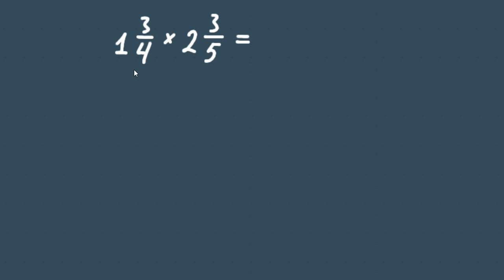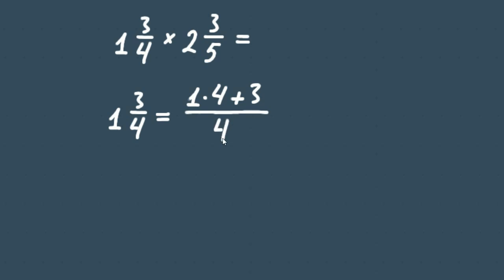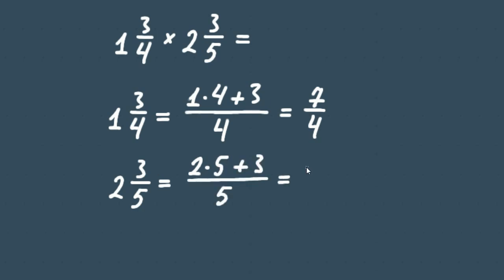We bring these mixed numbers to the improper fractions. Multiply the whole part of the number by the denominator and add the numerator. Leave the denominator unchanged. We get a fraction of 7/4. The same for the second mixed number. Multiply the whole part by the denominator and add the numerator. We get a fraction of 13/5 and substitute the resulting improper fractions instead of the mixed numbers.